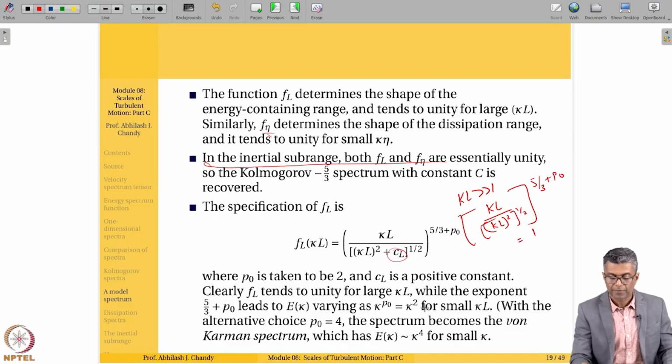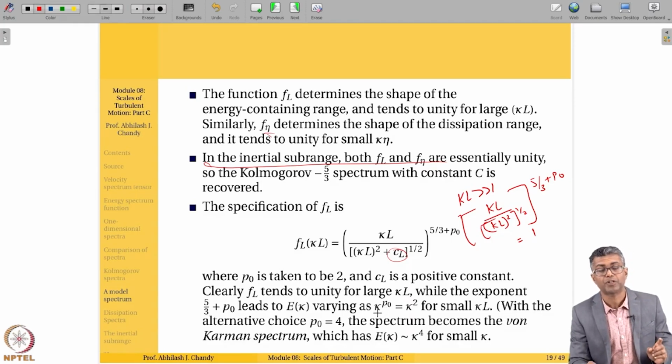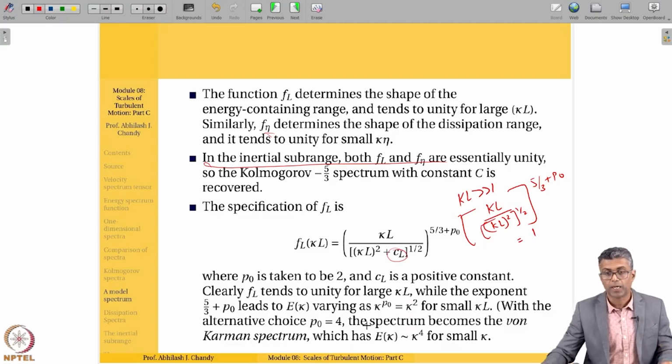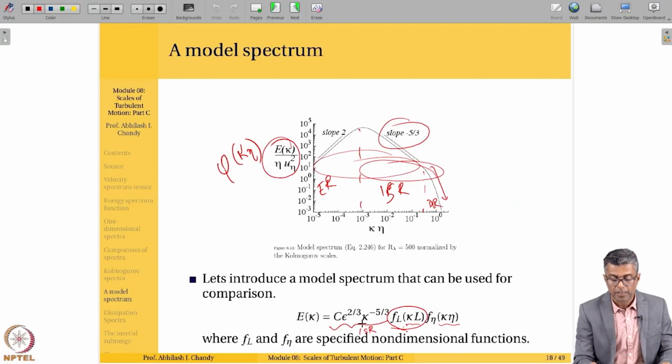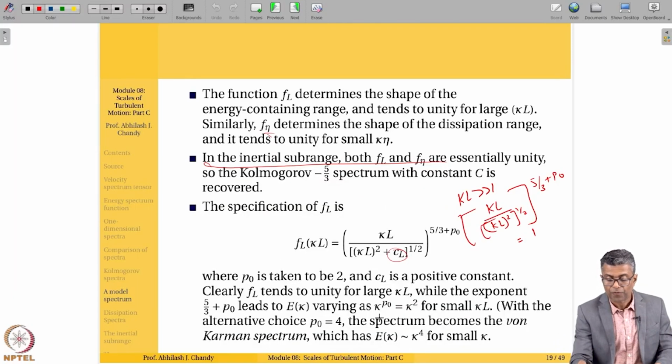So the exponent of 5/3 plus P naught leads to E of kappa varying as kappa to the P naught. What happened to the kappa to the 5/3? What happened is there's the inertial range spectrum that is there, which is kappa to the minus 5/3. That minus 5/3 and the 5/3 from here cancel out. So you're left with just kappa to the P naught.